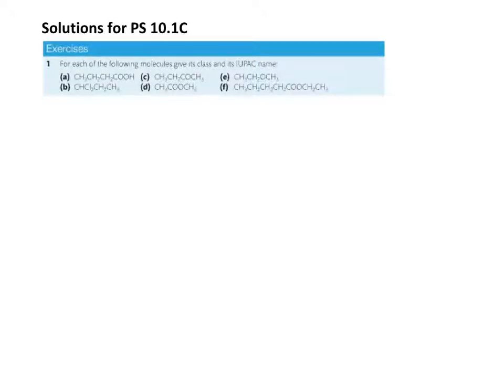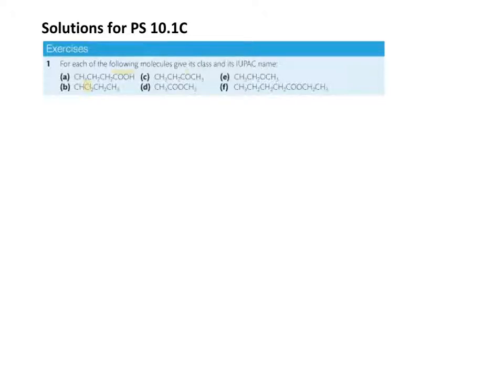Welcome. In this video, I'm going to go over solutions for the problem set assigned for 10.1c. In number 1, it asks, for the following molecules, give its class and its IUPAC name. So class just means the family it belongs to. The first thing I'm going to do is go through and look at the identifying functional group. I've got COOH here. Here, I've got a CHCl2 in there and nothing else. So this is apparently an alkane with some chlorine added to it.